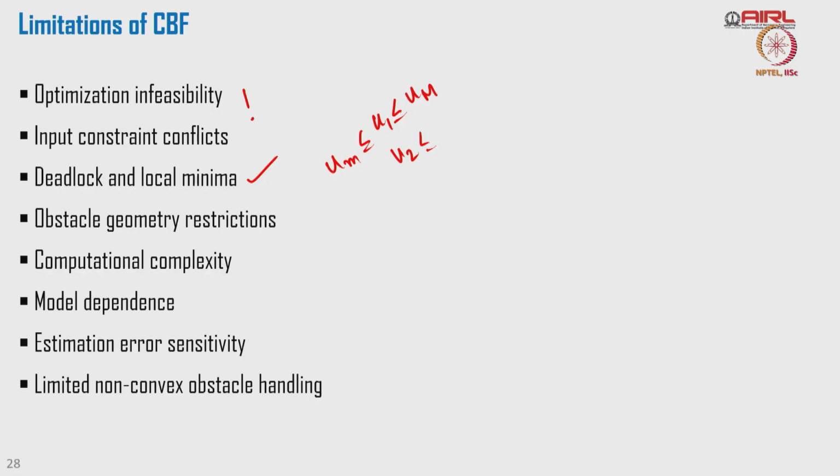Computational complexity can go high if we are proposing a very complicated control barrier function. Then there is model dependence. Without a model, it cannot work. We need this model, right? Then there can be estimation error, and if there is some error in the sensor, then that also should be handled separately, that only control barrier function cannot guarantee. Then the problem is that if there is a non-convex obstacle, that also should be investigated properly, so that the control barrier function becomes able to avoid it.